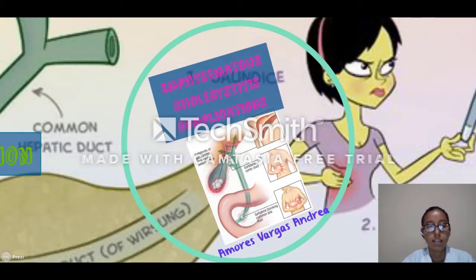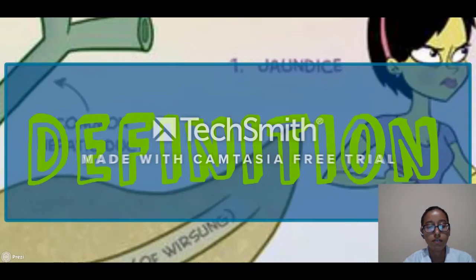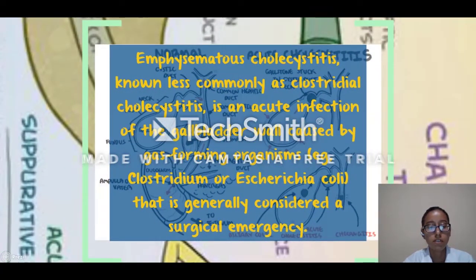Emphysematous cholecystitis complication. Definition: Emphysematous cholecystitis, now less commonly known as Clostridial cholecystitis, is an acute infection of the gallbladder wall caused by gas-forming organisms, Clostridium or Escherichia coli, that is generally considered a surgical emergency.